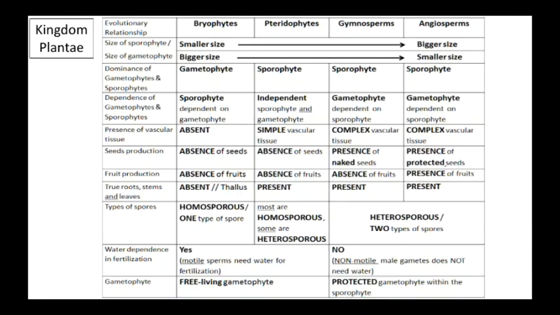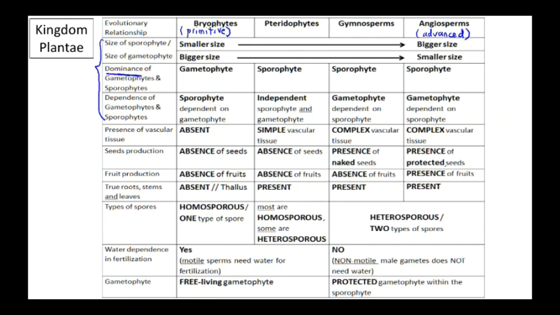Let's look at the evolutionary relationship among the four groups in Kingdom Plantae. We start with the most primitive, which means the less developed group, Bryophytes, to the most advanced land plant, which is the group Angiosperms. First, let's look at the generations here.